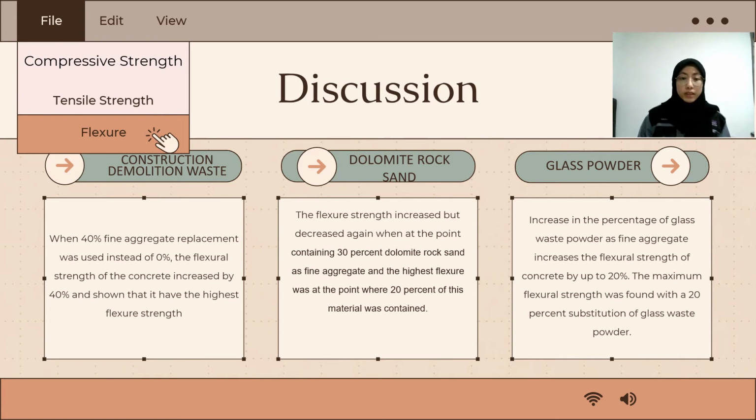For dolomite rock sand, the flexural strength increased but decreased again at the point containing 30% dolomite rock sand as fine aggregate, and the highest flexural strength was at the point where 20% of this material was contained. For glass powder, an increase in the percentage of glass powder as fine aggregate increases the flexural strength of concrete up to 20%. The maximum flexural strength was found with a 20% substitution of glass powder.